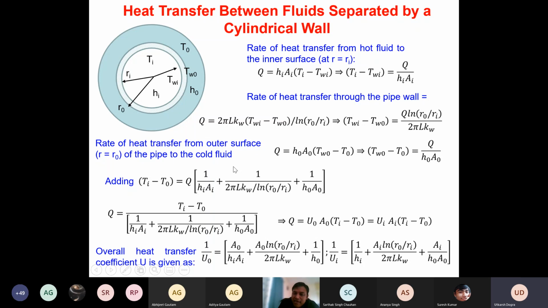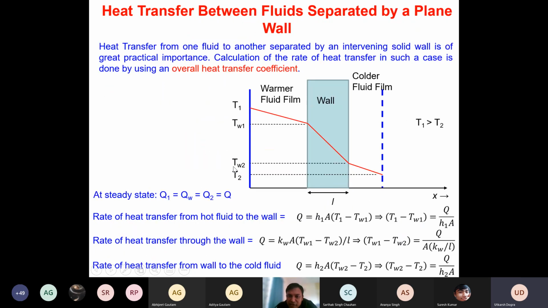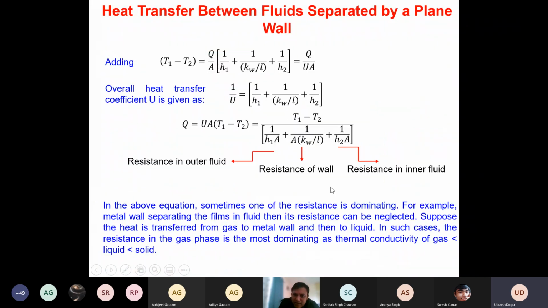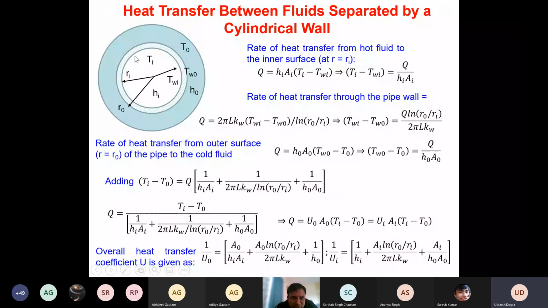Because unlike the previous case, where both surface areas were the same cross-sectional area, in cylindrical geometry my inside surface area Ai and my outside surface area are different. It's not the same. So that means this U, overall heat transfer coefficient, I need to define in terms of inside surface area as well as outside surface area. If we represent this U in terms of outside surface area, then this equation Q is going to become U0 A0 delta T. So the general form is U into A into delta T, isn't it? Now, if you define U as U naught, then the area should again be A naught. Do you all agree?